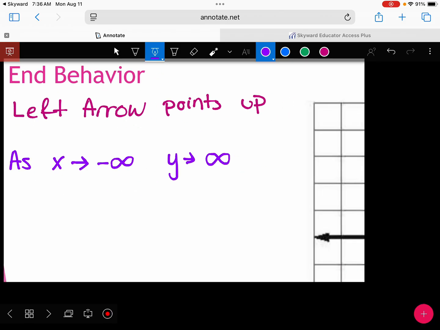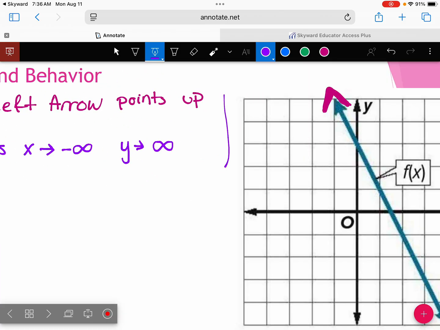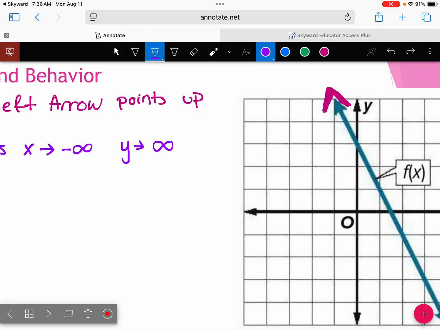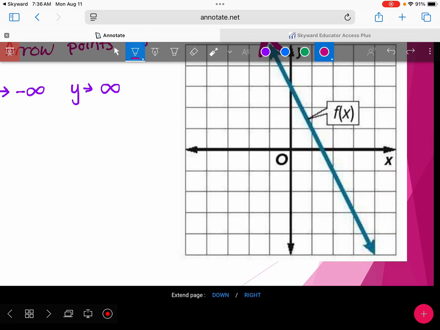And then we're going to do the same kind of thing for the right arrow. So we do two separate pieces. We've got a left arrow, we've got a right arrow. There we go. So then if we're looking at our right arrow here, what way does our right arrow point?